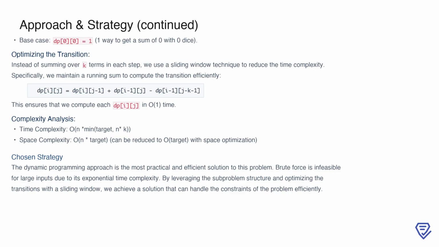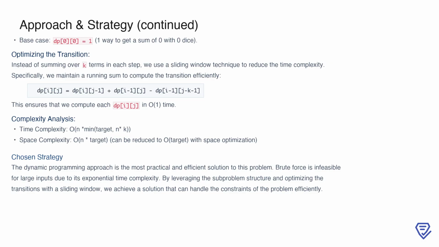This technique allows us to compute the transition in constant time by maintaining a running sum. The formula becomes dp[i][j] equals dp[i][j-1] plus dp[i-1][j] minus dp[i-1][j-k-1], where the last term ensures we exclude contributions that fall out of the valid range. This optimization drastically reduces the computational overhead, allowing us to calculate each dp[i][j] in O(1) time.